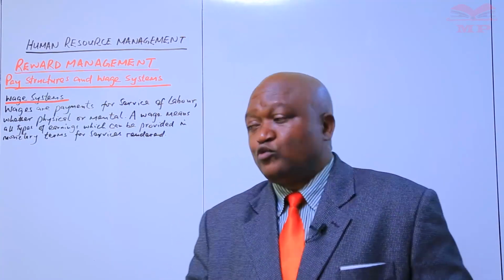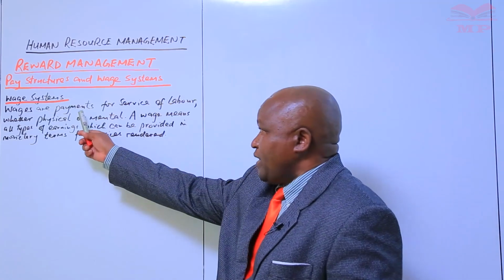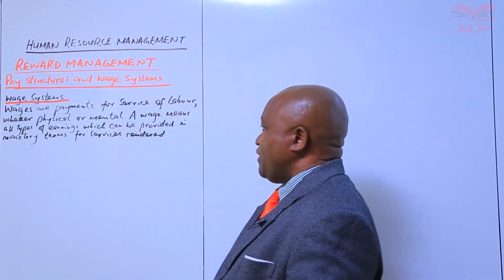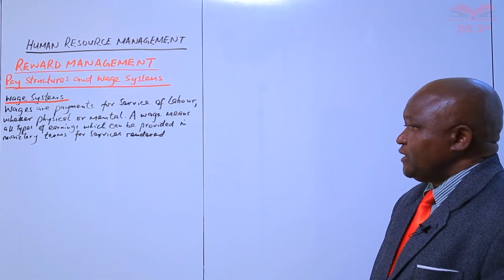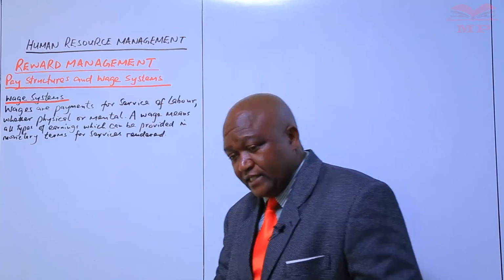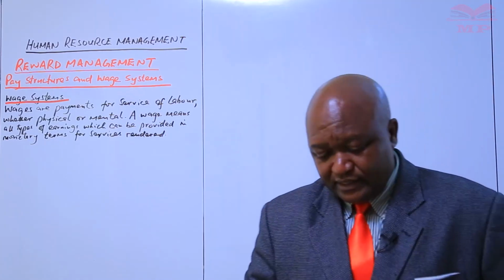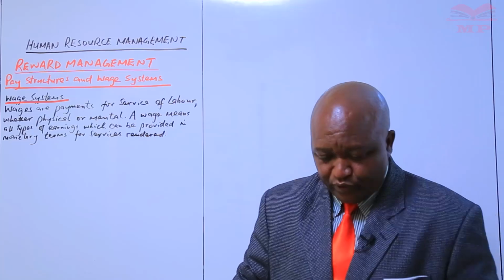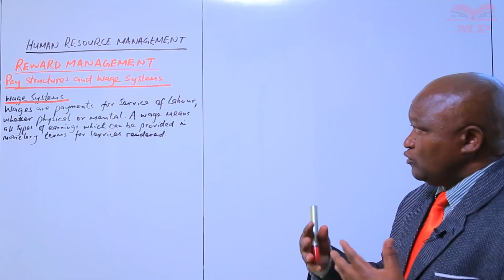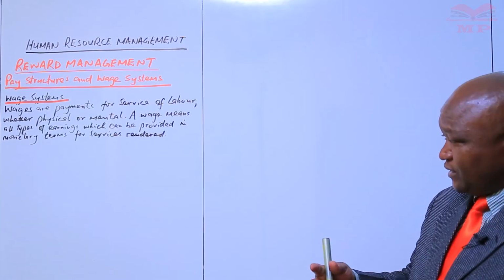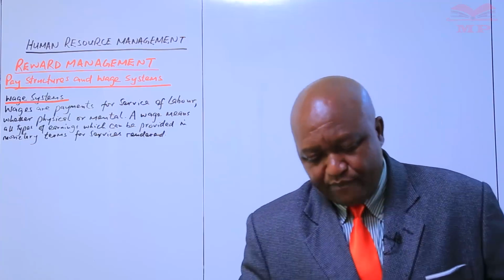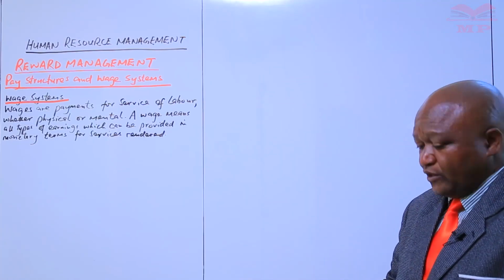Wages, as it is understood in human resource management, are payments for service of labor, whether physical or mental. A wage means all types of earnings which can be provided in monetary terms for services that have been rendered by a given employee within a given period of time. So wage systems are the administrative arrangements of ensuring that employees receive those wages.